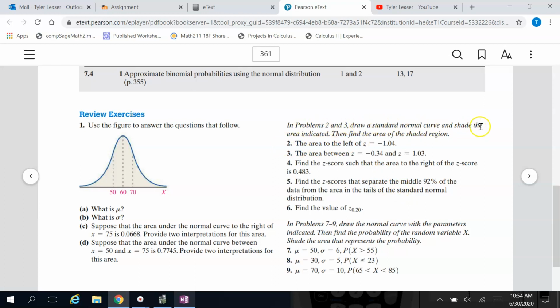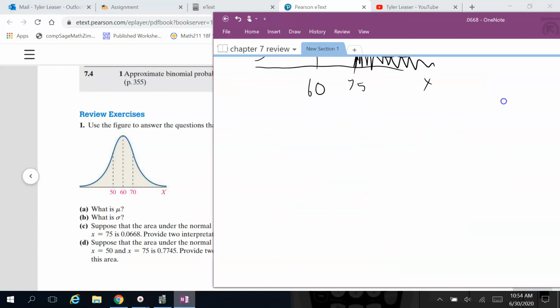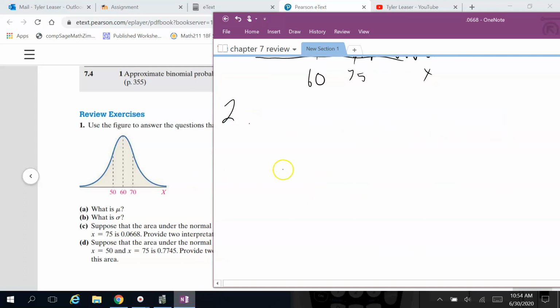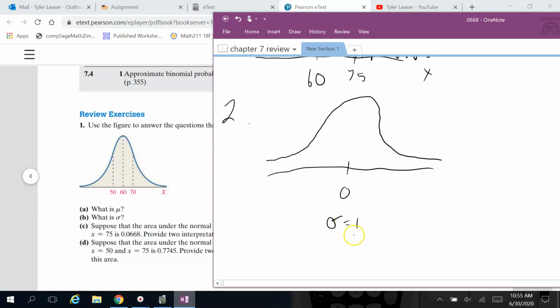Draw a standard normal curve and shade the area indicated, then find the area of the shaded region. So here it's the area to the left of z equals negative 1.04. So let's go over to our notes here. First thing it does is it says to draw a standard normal distribution. So a standard normal distribution is just a regular bell curve where the mean is 0 and then the standard deviation is 1.